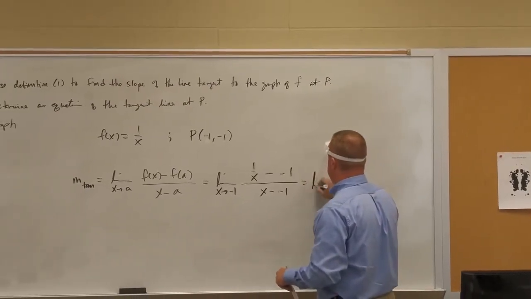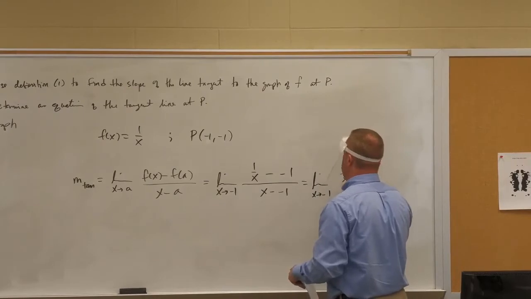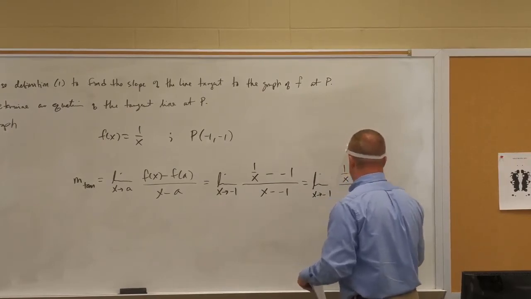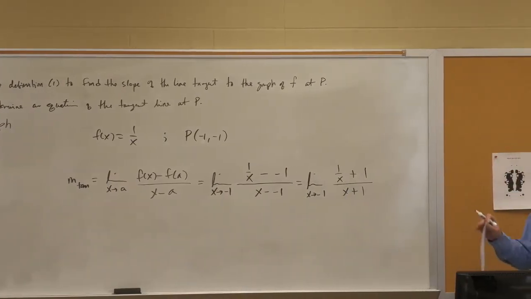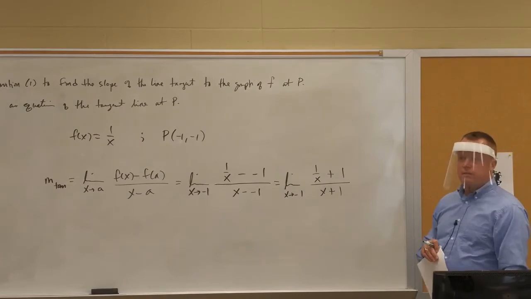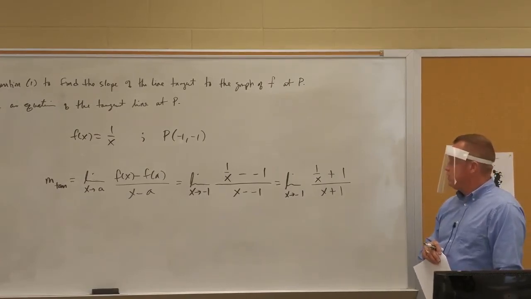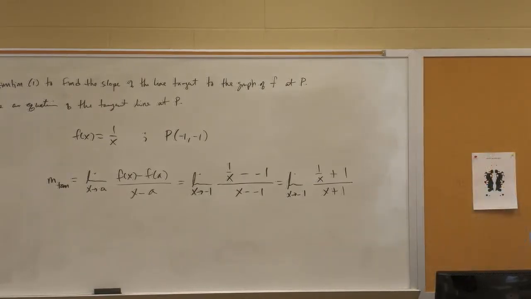Okay, so I get the limit as x approaches -1 of (1 over x plus 1) over (x plus 1). Okay? If I plug -1 in, again, I get 0 over 0. Okay, so that's indeterminate. All right, so what can I do algebraically here to work on this a little bit? Well, anytime you've got a fraction inside a fraction, it is best to get rid of that. So how do I get rid of that 1 over x there?